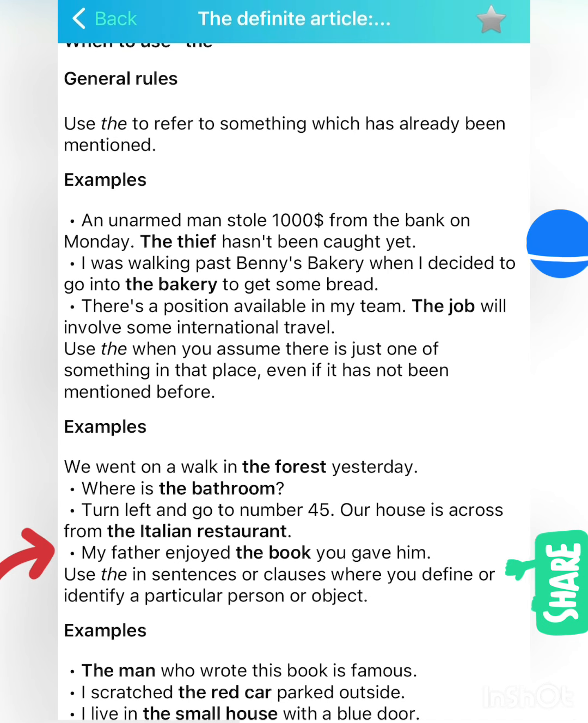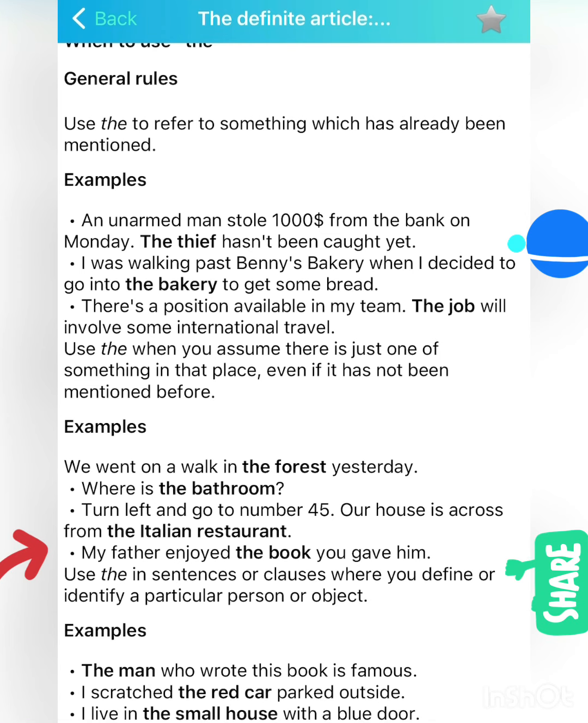We went on a walk in the forest yesterday. So that is implying that in that particular place, when the speaker has made this statement, the only forest that's available is the one that he's referring to. There is no other kind of forest available there. Only one forest. So in that circumstance, you can use "the".